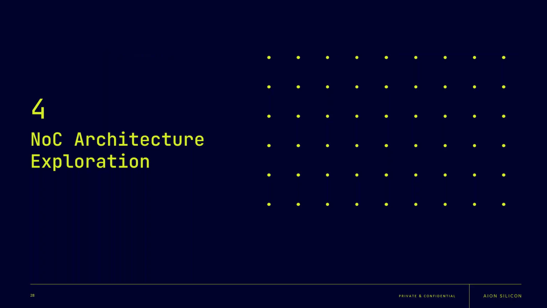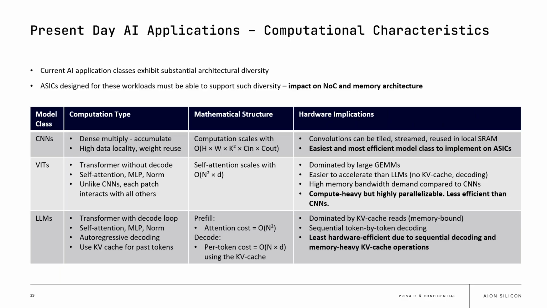So now I'll cover the approach for NoC architecture exploration, the methodology, and what advantages it brings to an overall SoC project. Understanding a bit more about the computational characteristics of current AI applications, we can think of them as broadly three categories, as I mentioned some slides ago.